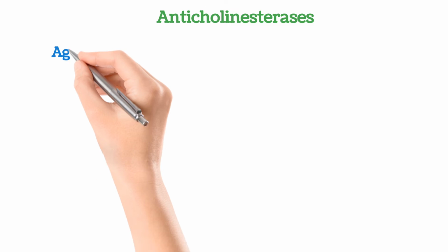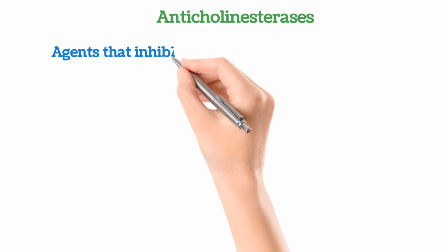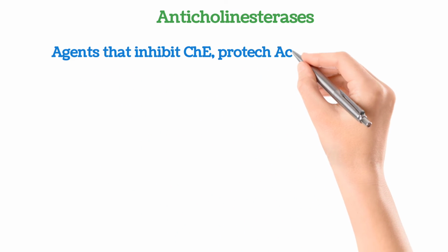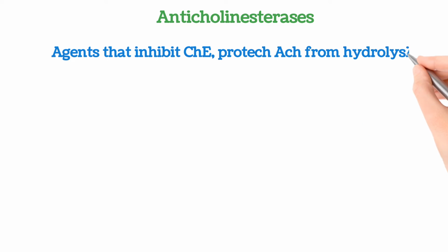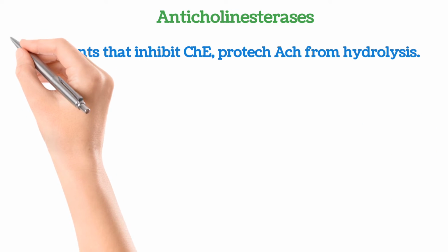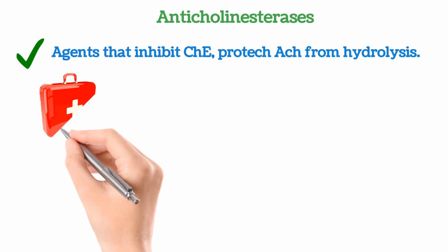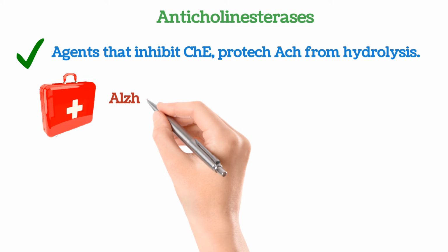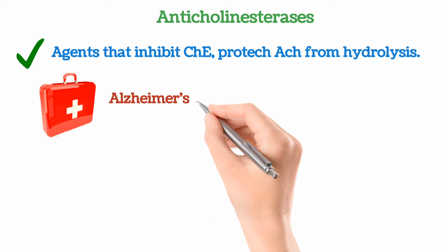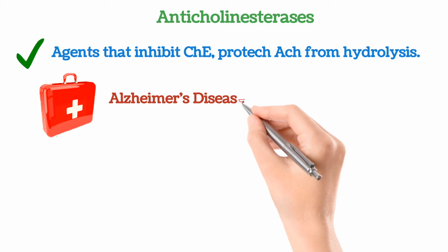Now let us understand anticholinesterase drugs. So what are these? These are agents that inhibit cholinesterase and protect acetylcholine from its hydrolysis. So we can say that it increases the level of acetylcholine by inhibiting this hydrolyzing enzyme called cholinesterase. So in Alzheimer's disease, what exactly happens?